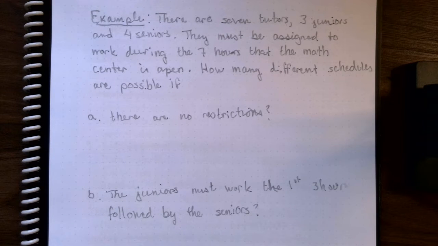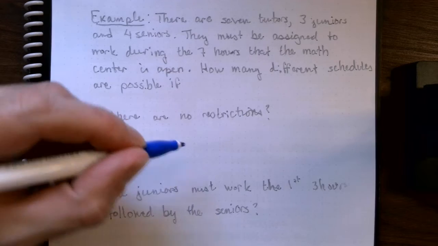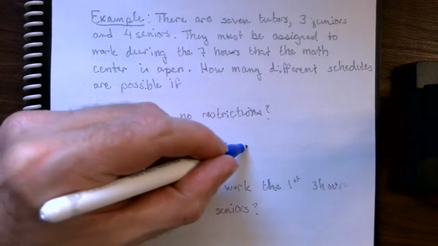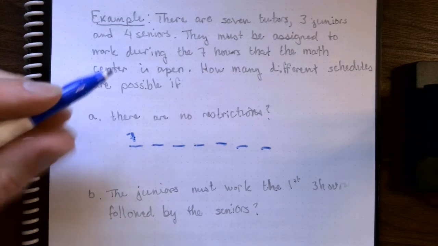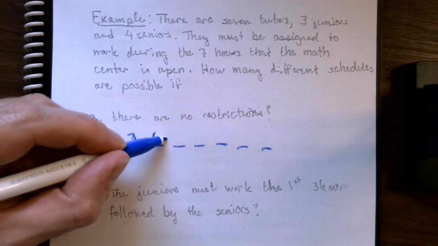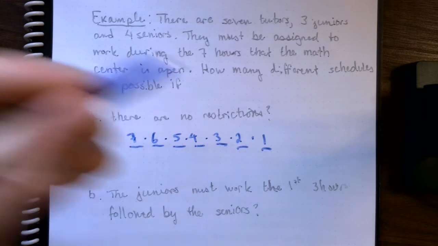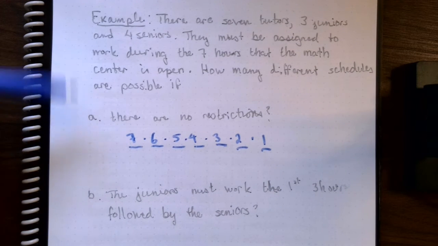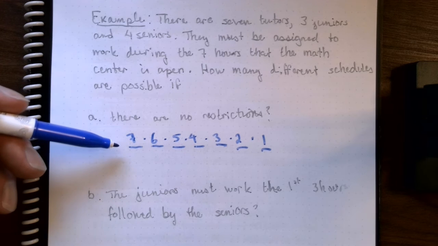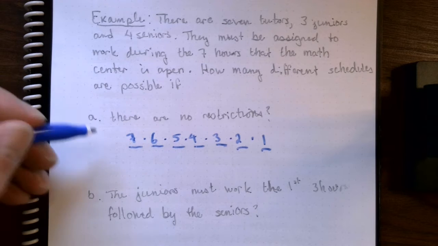Okay, so we have 7 people, and we have 7 spots. So we could just use the counting principles to do this here. 1, 2, 3, 4, 5, 6, 7. We have 7 spots. So first slot, that could go to any of the 7 tutors. Next slot has to be a different one. Okay, and here I'm pretending that the tutors can only work 1 hour each. So 7 times 6 times 5 times 4 times 3 times 2 times 1.